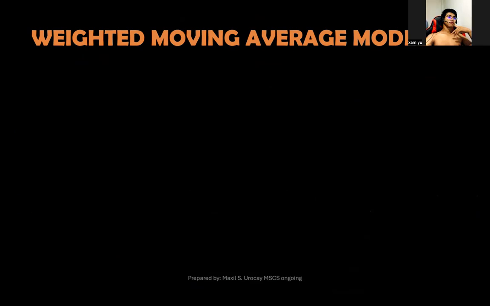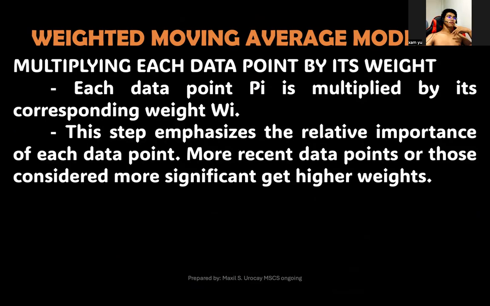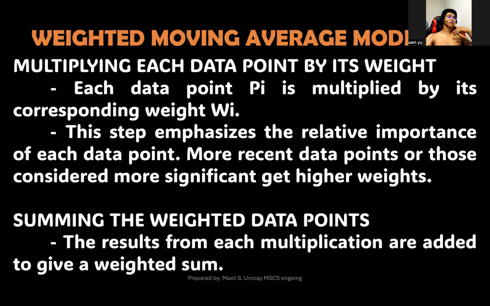Now let's take it one by one. For multiplying each data point with its weight, each data point Pi is multiplied with its corresponding weight Wi. This step really emphasizes the relative importance of each data point. More recent data points, or those considered more significant, get higher weights. Now, for summing the weighted data points, the results from each multiplication are added to give a weighted sum. That's how it works.